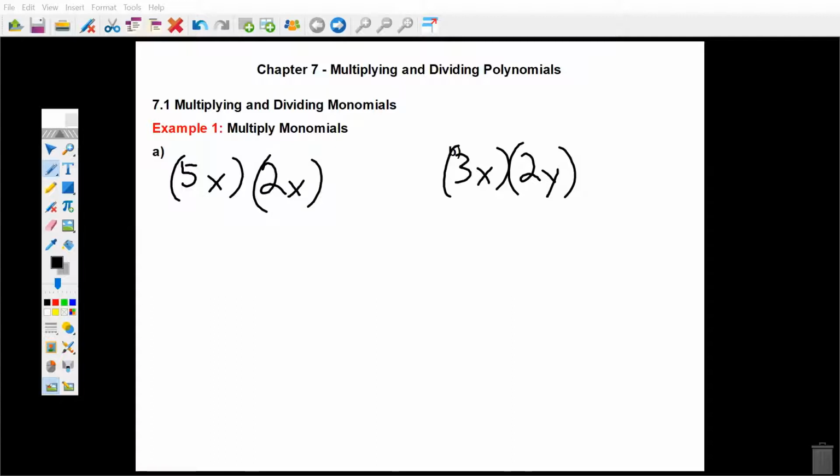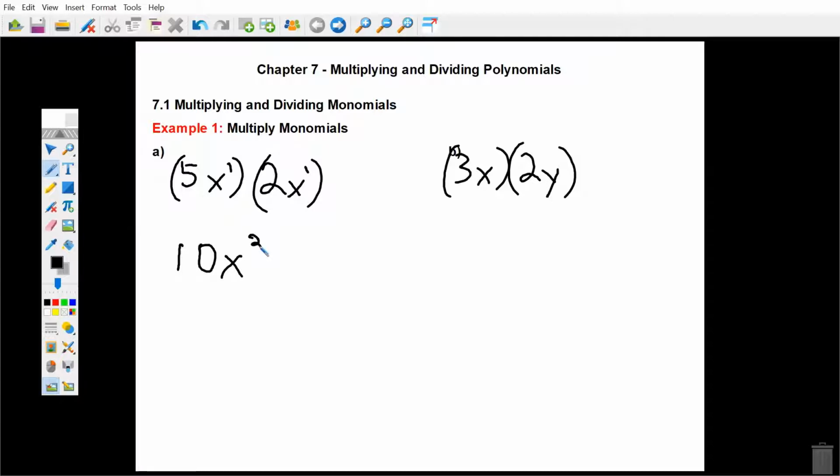So if you recall, a lot of this is going to relate to Chapter 3 on exponent laws. The first step is to multiply the coefficients. 5 times 2 is 10. And then we are going to add the exponents. Recall, when you are multiplying with variables, you have to add the exponents. So x¹ and x¹, you add those together, becomes 10x squared.